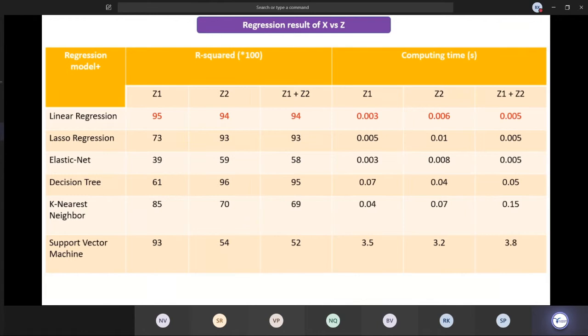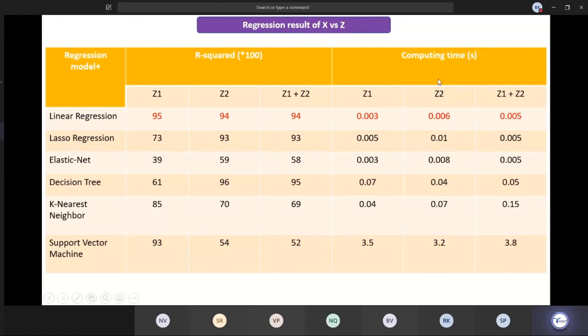Here is our regression result of X and Z. As you can see, the accuracy we assume is R squared multiplied by 100. The linear regression has an accuracy of 95 for Z1, 94 for Z2, and 94 for Z1 plus Z2, leading the first rank among the other methods. For the computing time, linear regression is also the fastest. These are the numbers in the table.